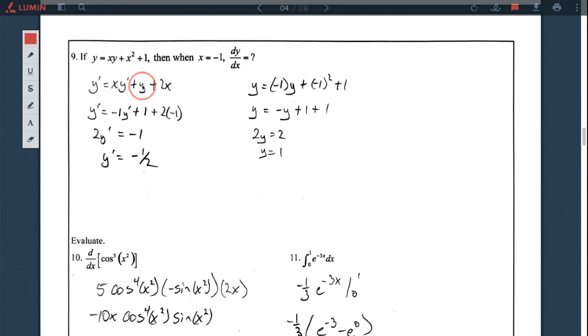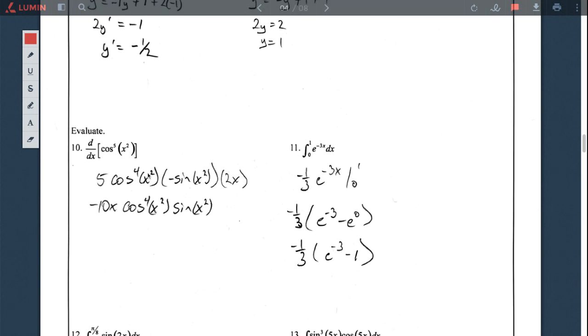I need a y. Remember, if I don't have something, I go back to the original to find it. So I plug -1 in for x on both places and solve. We see that y is 1. So then I can plug 1 in for y, which is what I did here. I added that over. That gave me 2y prime equals -1. I divide. We get -1/2.